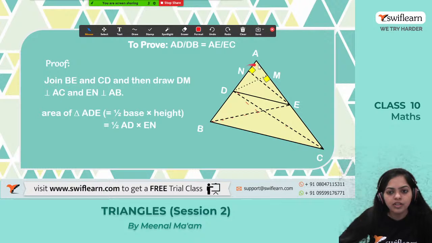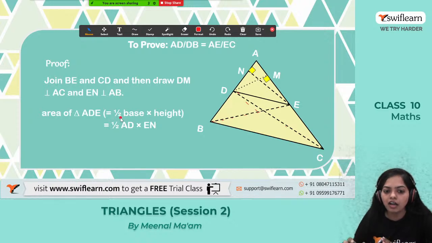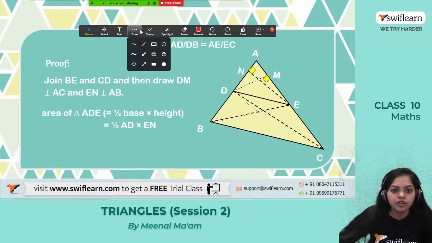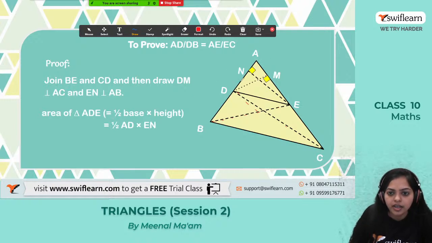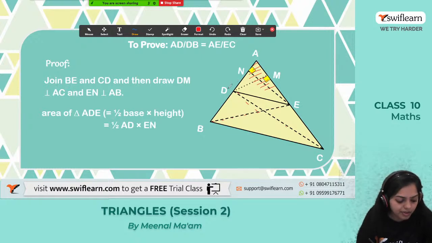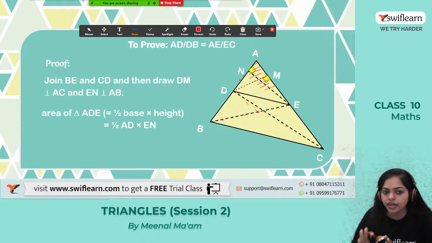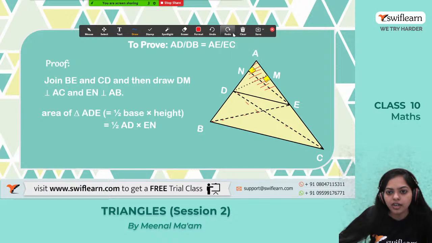Next, now let's solve the area of triangle. What's the formula for area of triangle? Half base into height. So if I talk about the area of triangle ADE, that is equal to half base into height. Here the base is AD. For this triangle ADE, the base is AD. And next, what is the height? Height is EN, over this base, which is perpendicular. Perpendicular is EN. That's why the height is EN. Got it? So we first talk about the area of triangle ADE.